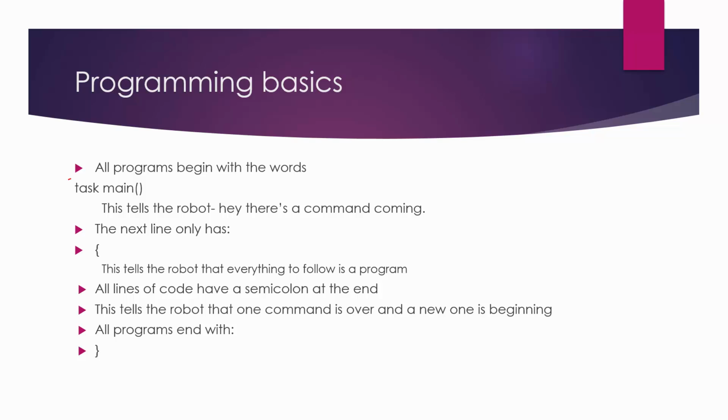And what this phrase does, this task main phrase, is it tells the robot, guess what? We're going to tell you to do something coming up. So look out for that. So that's really just sort of a header, a red flag in the ground of the computer chips, if you will, saying something's coming up. The next line will have an open squiggly bracket. Now you can find that. It's next to the P button on your keyboard.